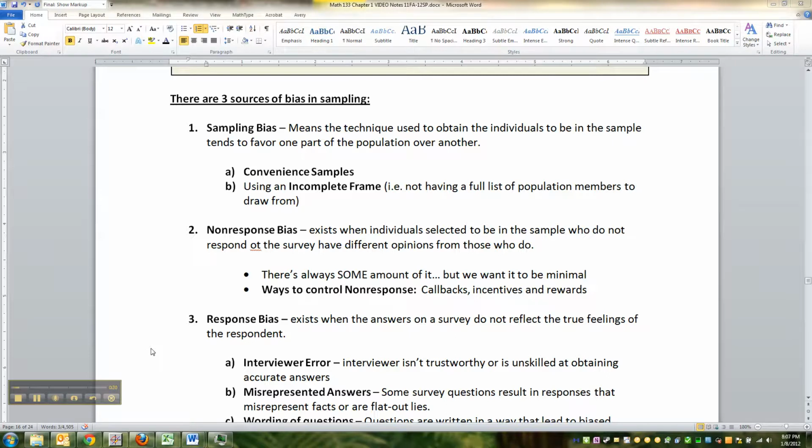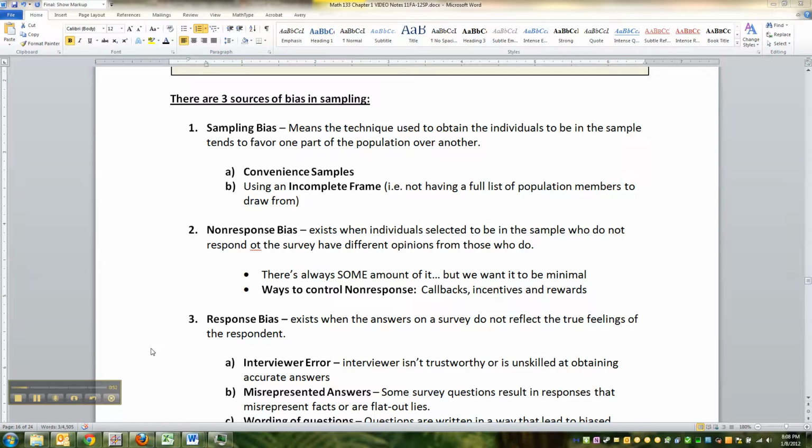Convenience samples have big problems with this, right? Or, for example, you didn't have everybody listed. It's called an incomplete frame. So, for example, if I want to poll all my students, but I don't have a list of all my students, that would be a sampling bias. Not to be confused with sampling error, which is going to come later, but sampling bias, meaning the way you've drawn the sample is unfair.